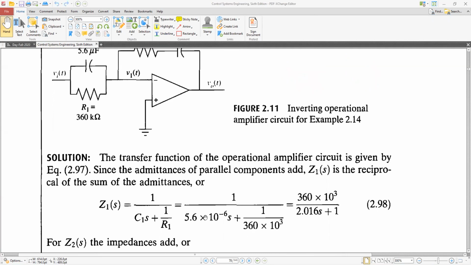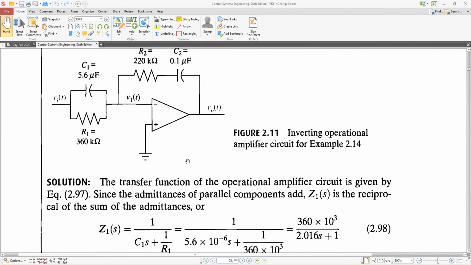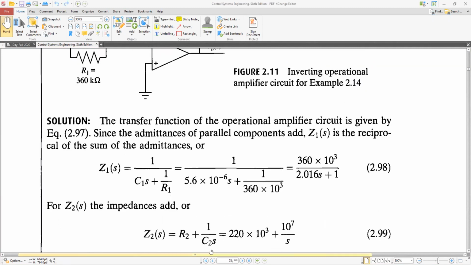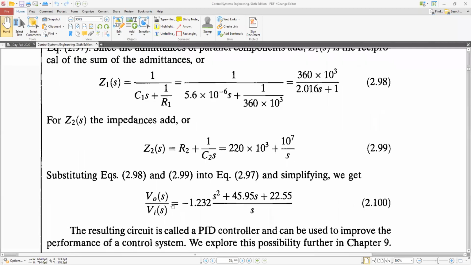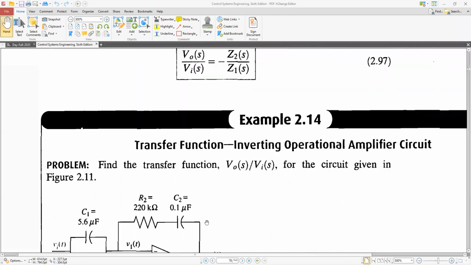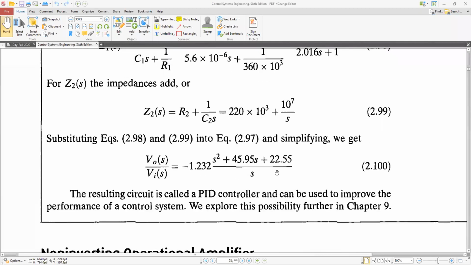Okay, then just put the values, then you'll get this result. Again for this one, this is series, so it would be R2 plus 1 by C2s, that is Z2. Now use the equation V0 by Vi is equal to minus Z2 divided by Z1. Just put the values, then we'll get there.